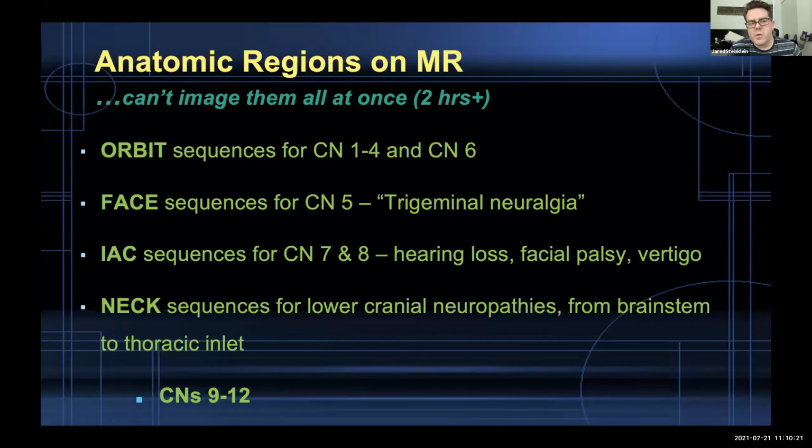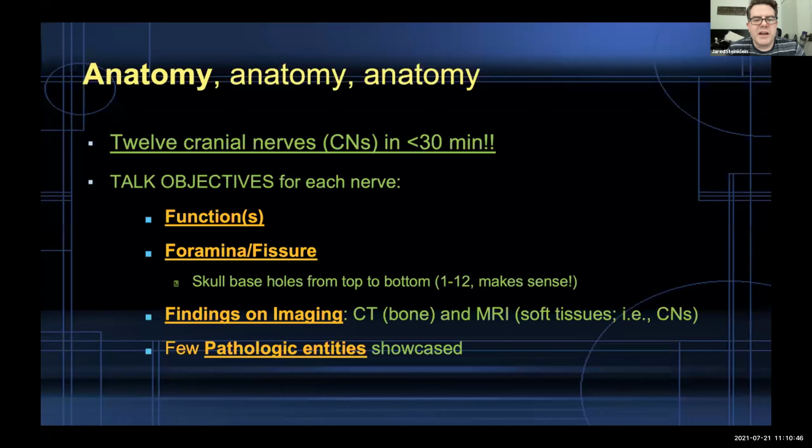Okay, so it's a lot of nerves, right? It's 12 nerves and it's going to take us half an hour at the minimum. And now, clock is ticking to review all of them. So you have to limit the anatomy that you're scanning to look for. So we'll go through that. Basically from the orbit down to the throat and thoracic inlet for cranial nerve 12. Next. Okay, so basically a bunch of F's. We'll talk about the function of the nerve, the foramen or fissure, or the exit site of the nerve, the findings on the imaging, and then a few pathologic entities, showcase here and there. But again, clock is ticking.